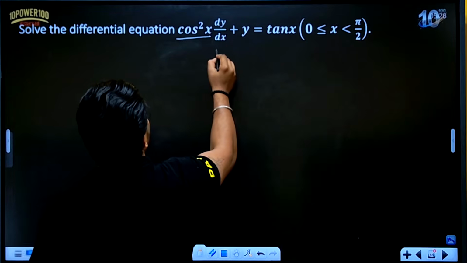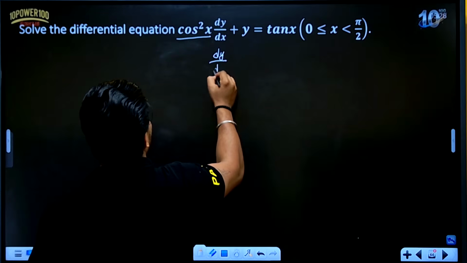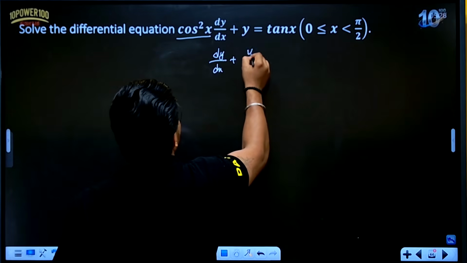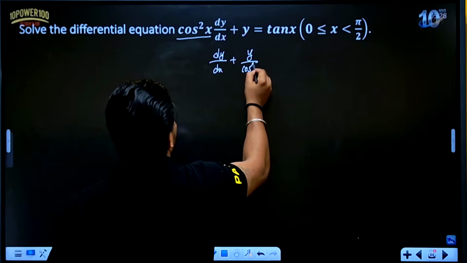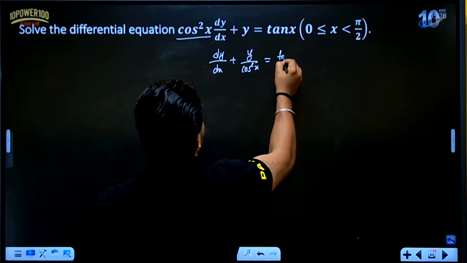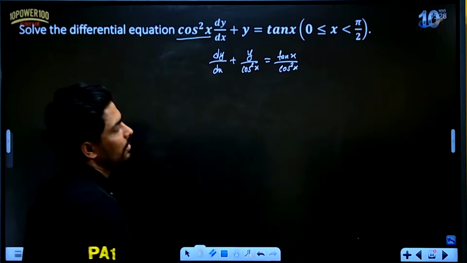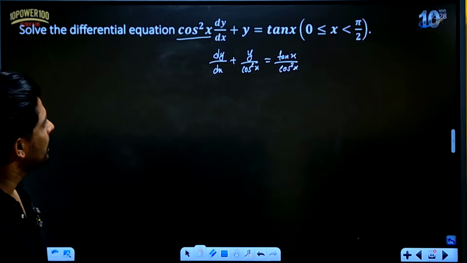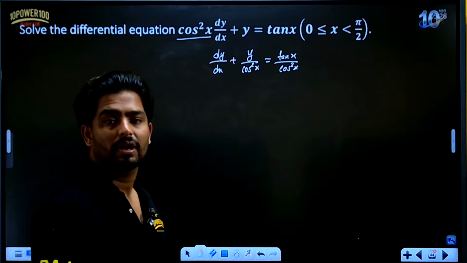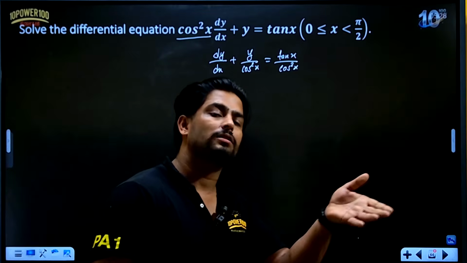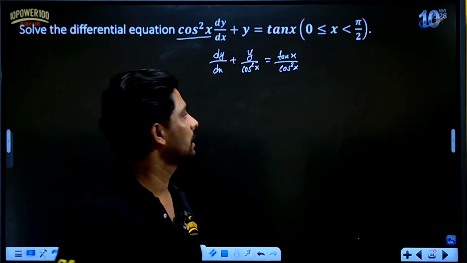So what happens, here only dy by dx remains. Okay, plus here y by cos square x, is equal to tan x by cos square x. Okay, tan x by cos square x. So these are actually functions. Now what is the reciprocal of 1 by cos? The reciprocal of 1 by cos is secant square x.